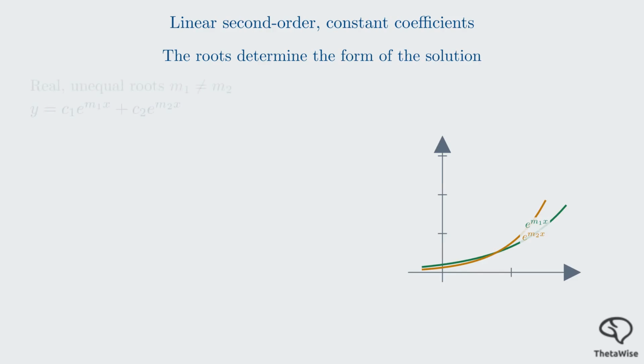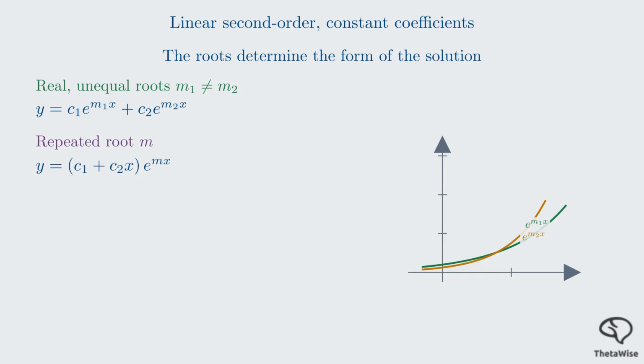If the roots are real and unequal, use c1 e^(m1 x) + c2 e^(m2 x). If the root is repeated, use (c1 + c2 x) multiplied by e^(mx). If the roots are alpha ± i beta, use e^(αx)(a cos βx + b sin βx).